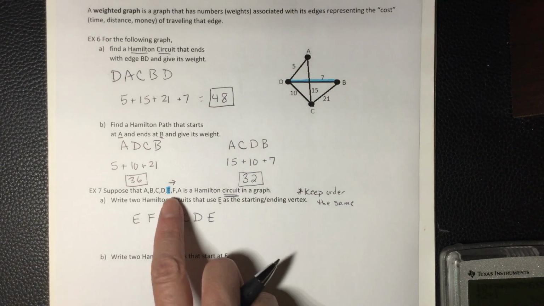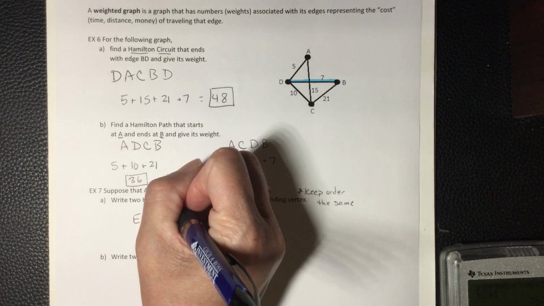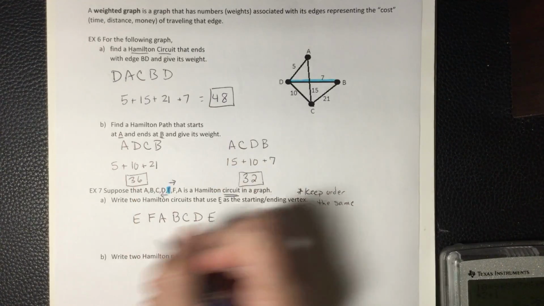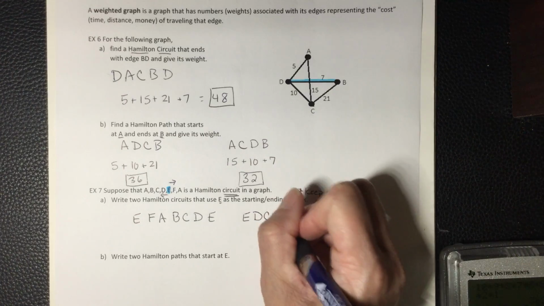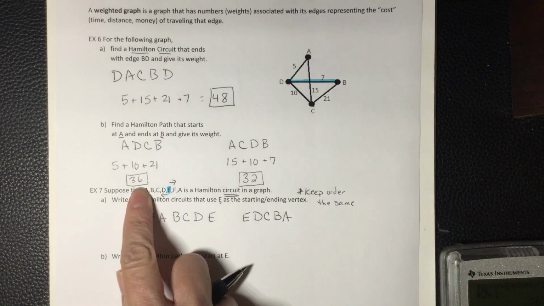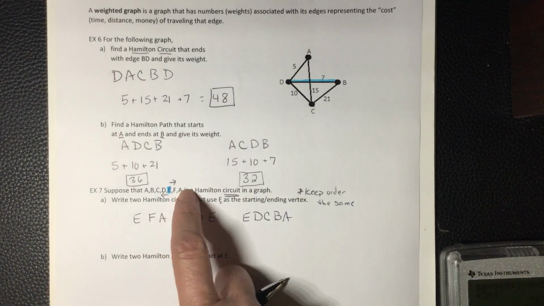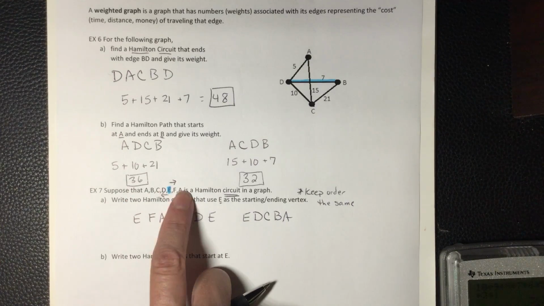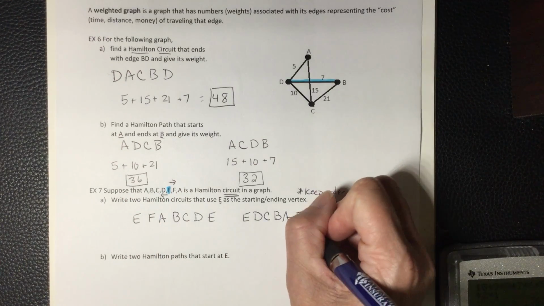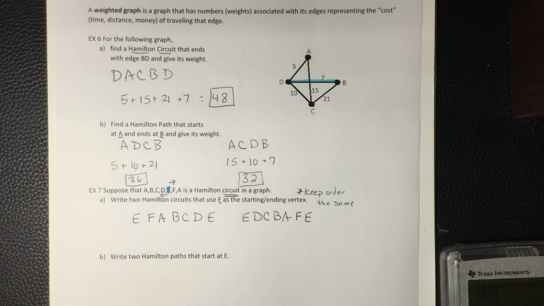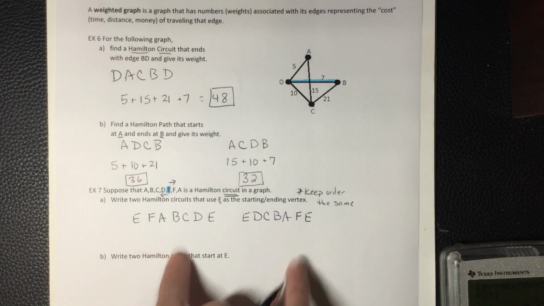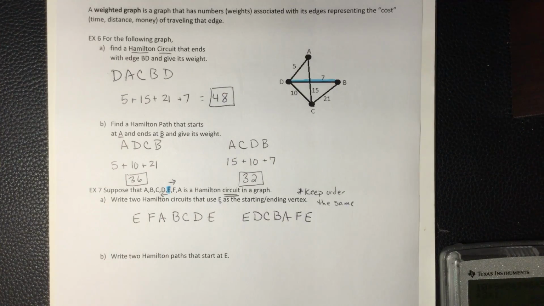All right, so now I'm going to do the same thing. I'm going to start at E, but this time I'm going to go left. So I'm going to have E, D, C, B, A. Once I get to A, I go back to the end, and I'm still going to the left. I do not write the A twice. I'm going to go F and then back to E. Okay, so this is a way to get more circuits out of a circuit that you already have.